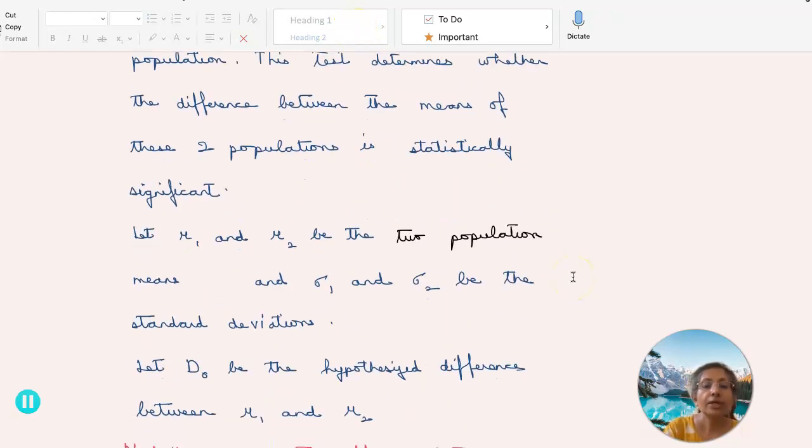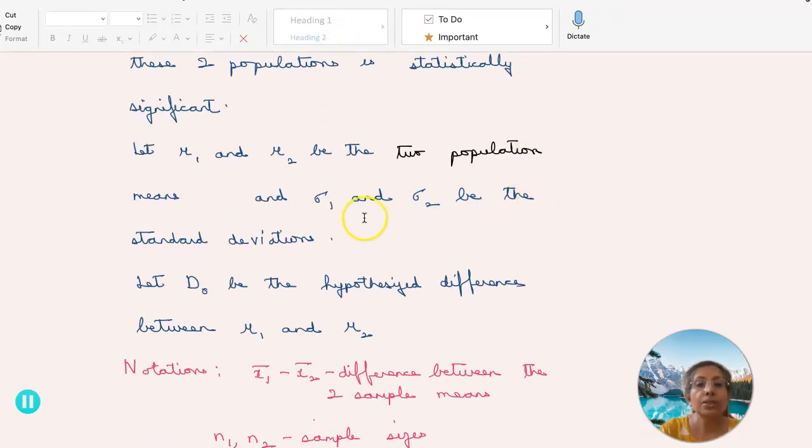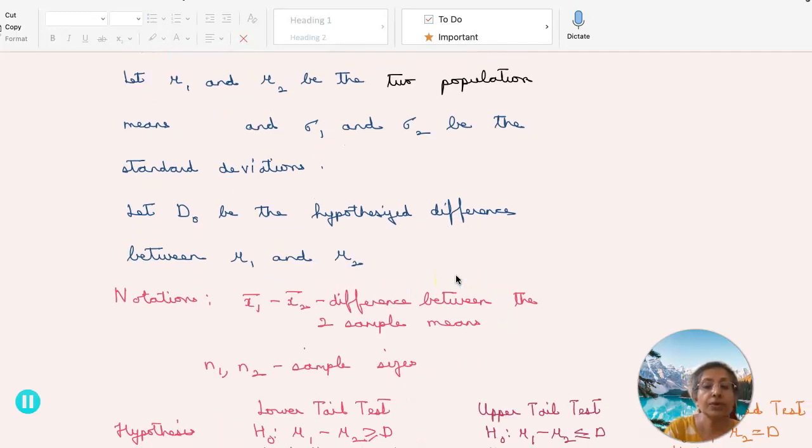So let mu1 and mu2 be the two population means, and sigma 1 and sigma 2 be the standard deviations. Let d0 be the hypothesized difference between mu1 and mu2, that is what is mentioned in the hypothesis. And x1 bar minus x2 bar is the difference between the sample means. I'm just going through the different notations. N1 and N2 are the sample sizes.